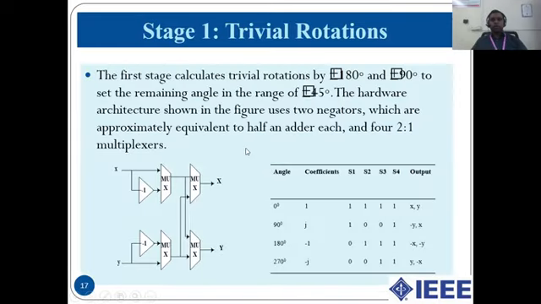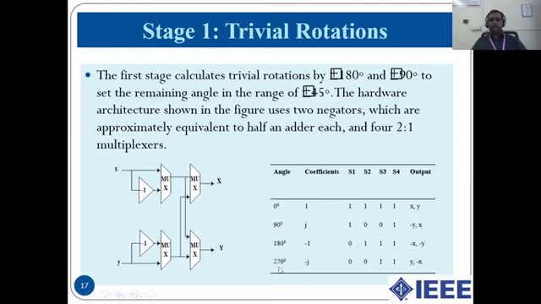Stage 1, in the first stage, actually calculates trivial rotations by plus or minus 180 degrees and plus or minus 90 degrees to set the remaining angle within the range of plus or minus 45 degrees. The hardware architecture is shown in this particular figure, which uses 2 negators, each approximately equal to half an adder, and 4 2:1 multiplexers.